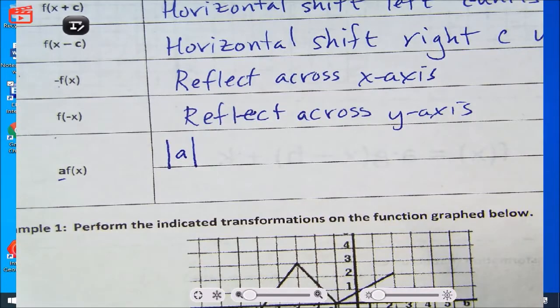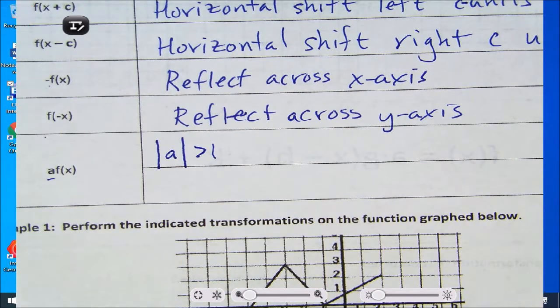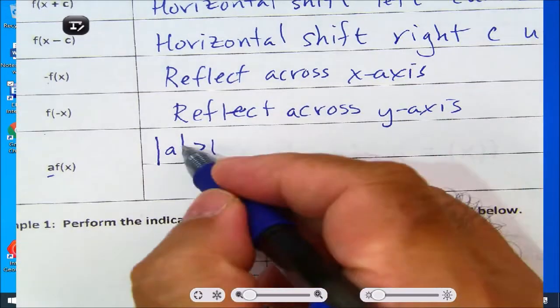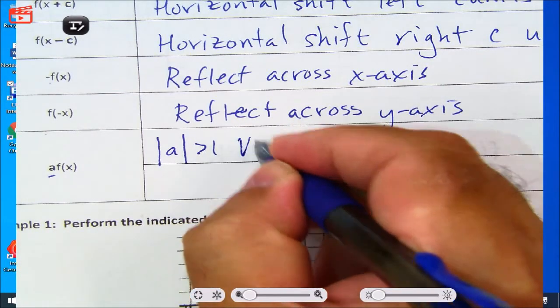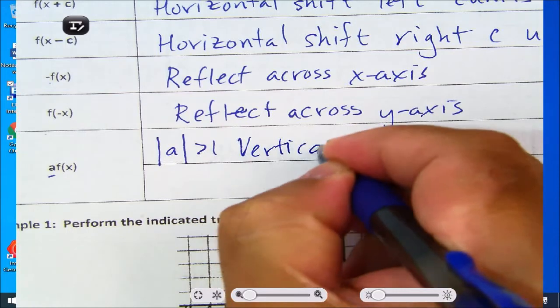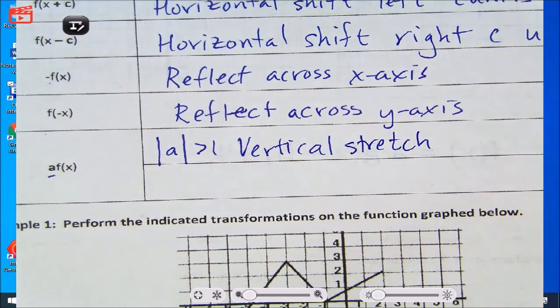If the absolute value of a is bigger than 1, so that means a can be -2, so it's 2. a could be 3, so 3 is bigger than 1. The absolute value of -2 is +2, and 2 is bigger than 1. So basically not fractions, or not small fractions. Okay? So a is greater than 1. This is called a vertical stretch.